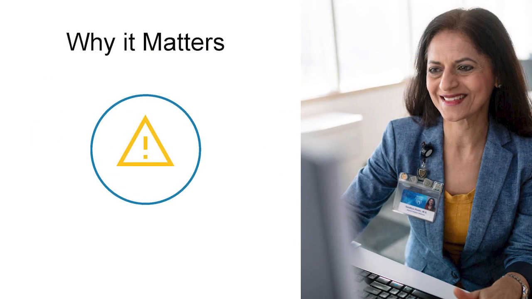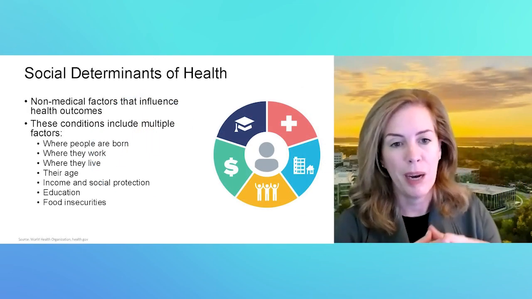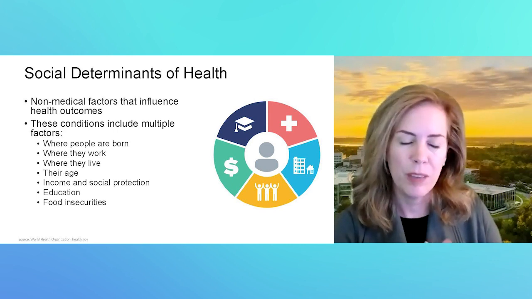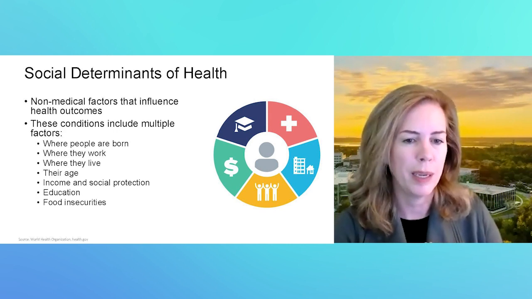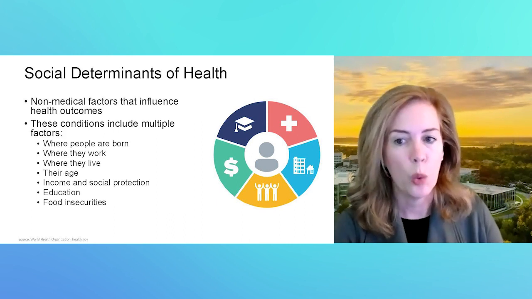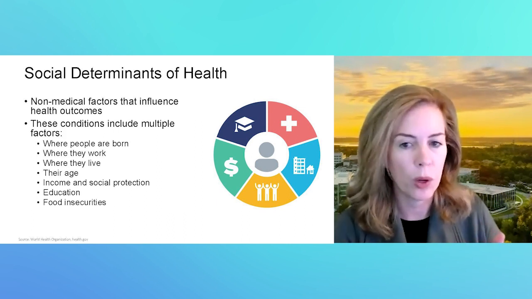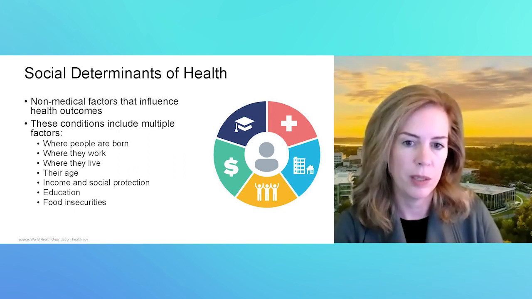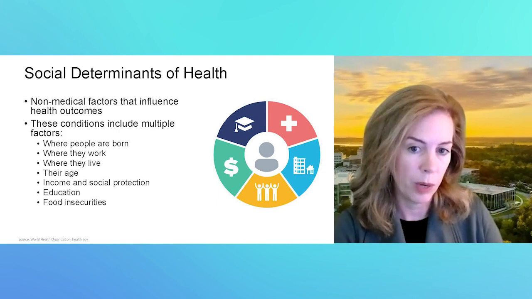Let's start with the definition and why this matters to your membership. Most of us know this, and the 5 categories that social determinants of health fall into. Just a brief introduction of what that looks like in case you haven't seen this. It's where people are born, where they work, live, age, income, access to food. These are all factors that impact health risk and outcomes.